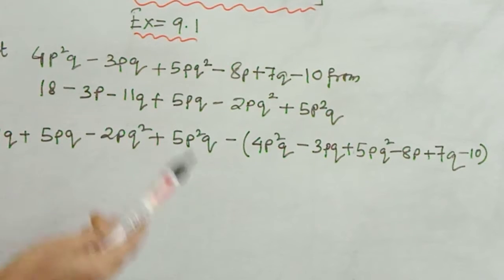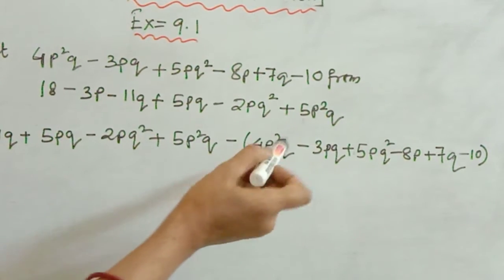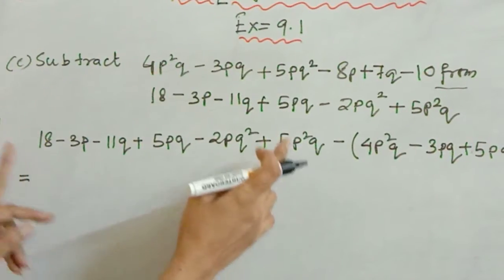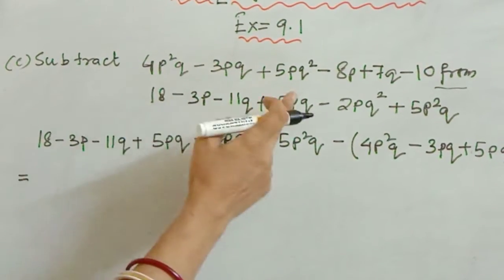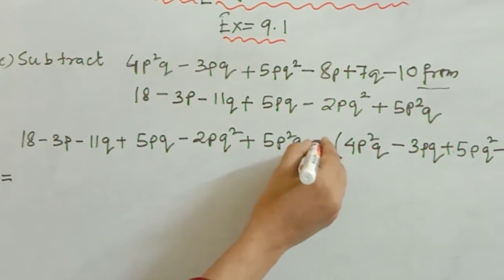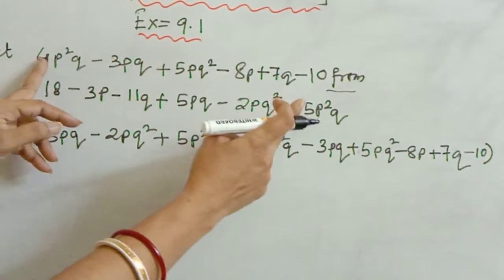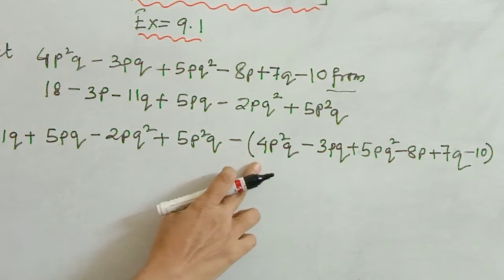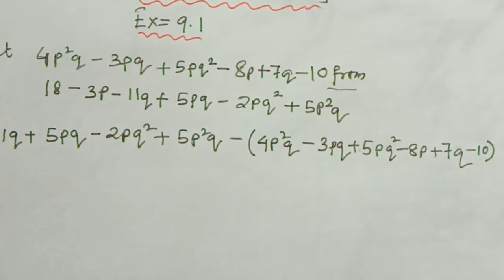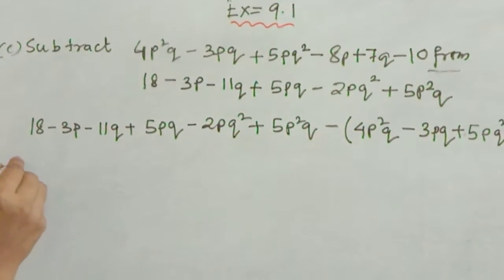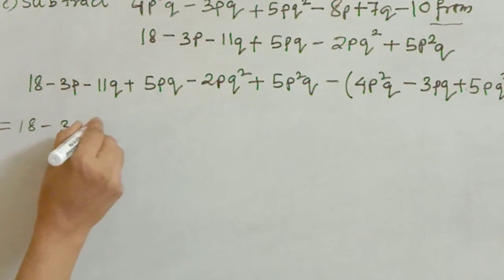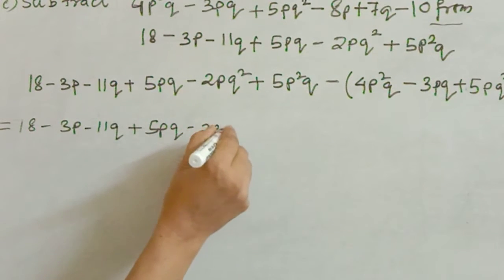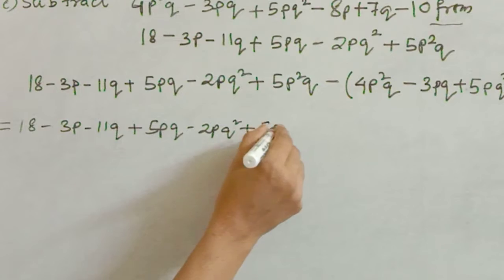Whatever it is, you know the form, how to do. The expression from which you have to subtract, you will write first. Then the expression you have to subtract, given with the minus sign, you will write afterwards inside the bracket because you have to change the sign. So inside the bracket you will keep everything. That's the first expression. Now write it as it is: 18 minus 3p minus 11q plus 5pq minus 2pq square plus 5p square q.